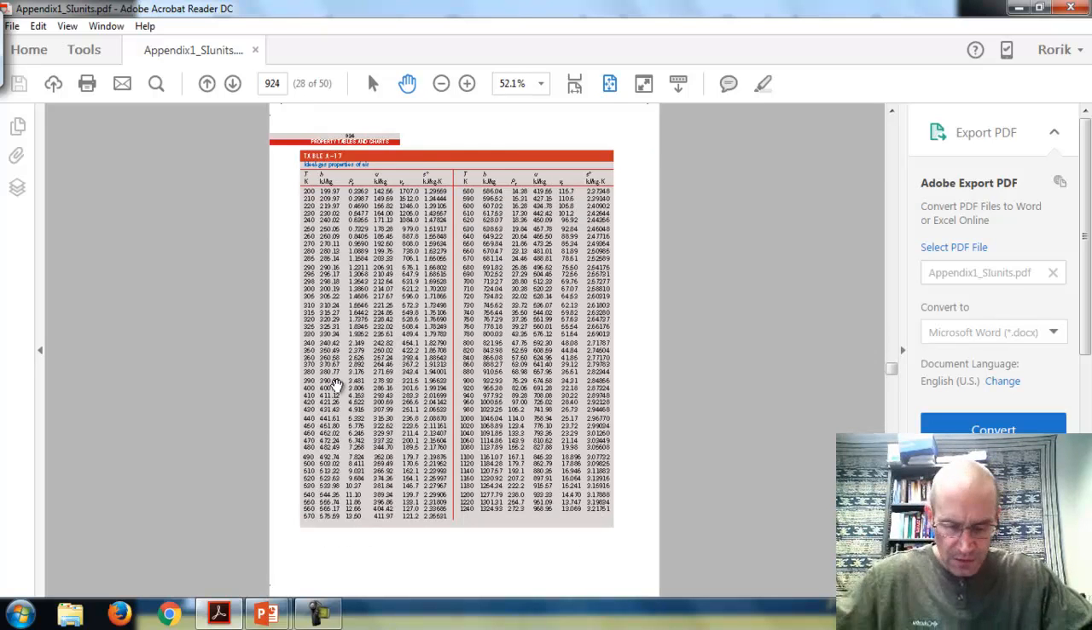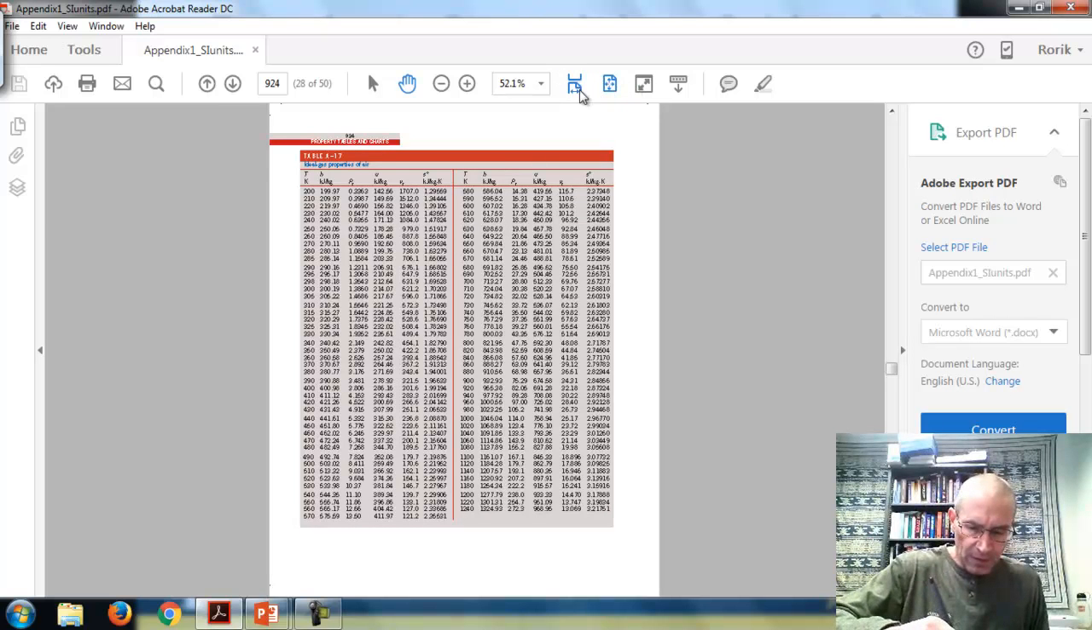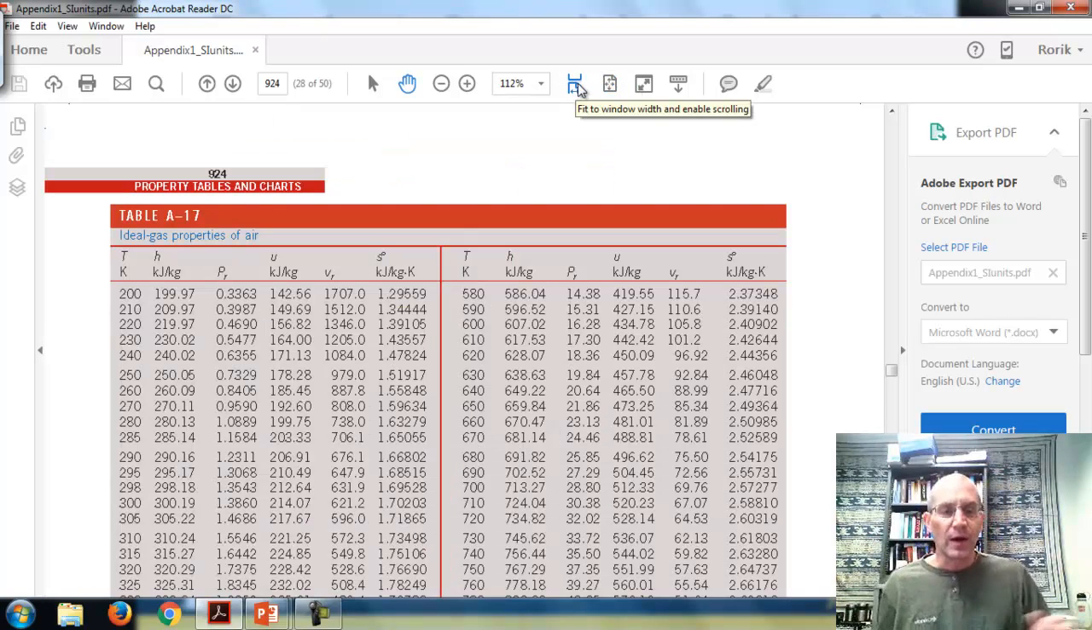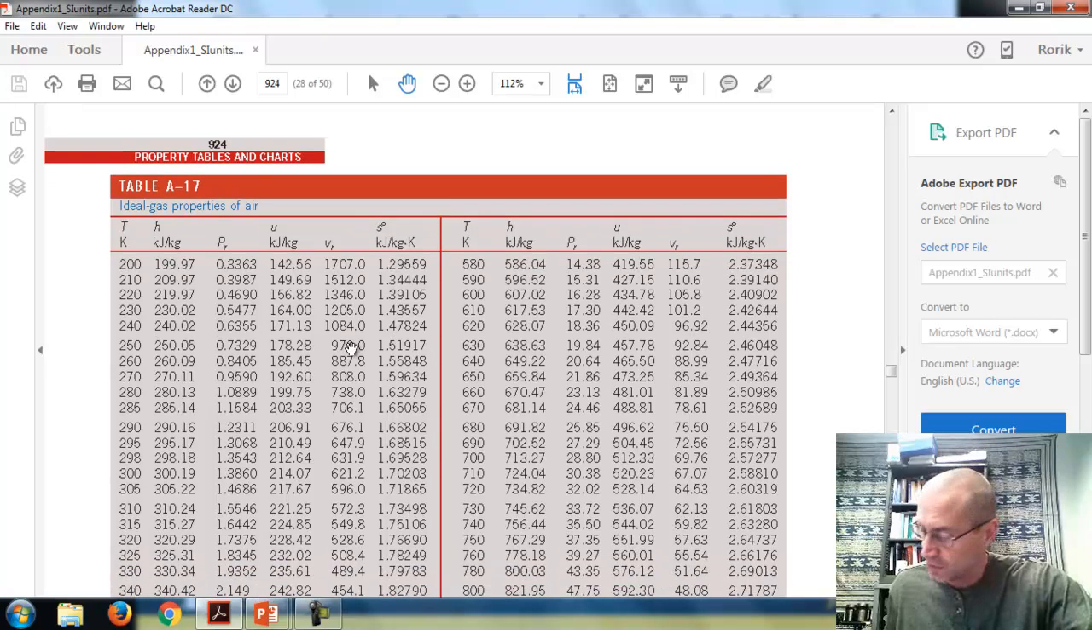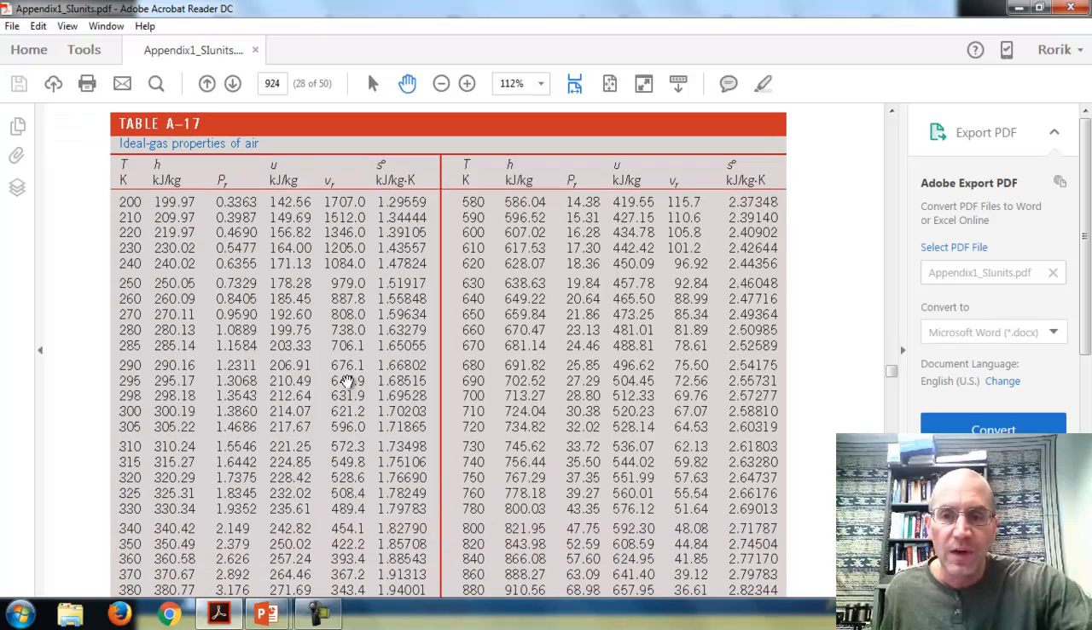There we go. So there's A17. All right. So here's table A17, and so what we see is there's values at a particular temperature. Here's my value of V sub R. So for example, if I wanted to know what it was at 290, I see VR is 676.1.